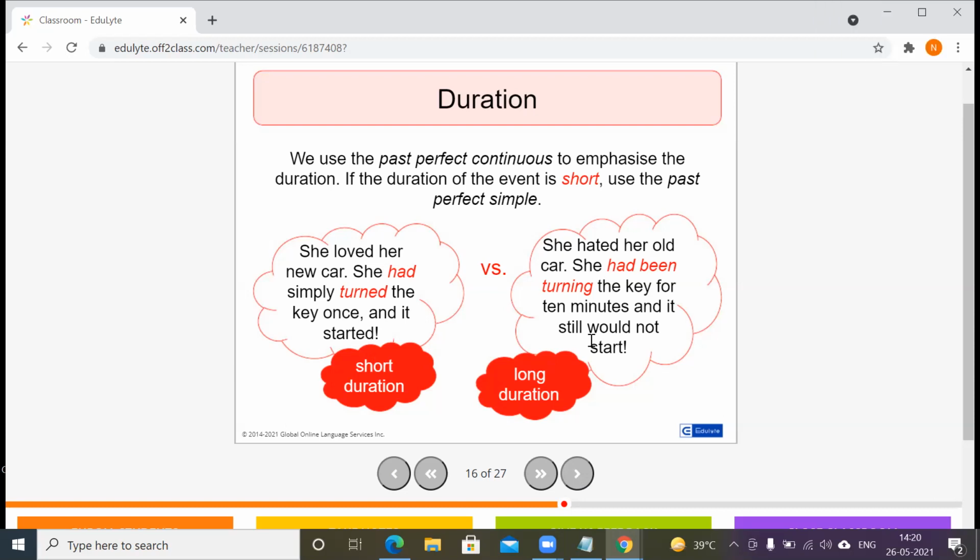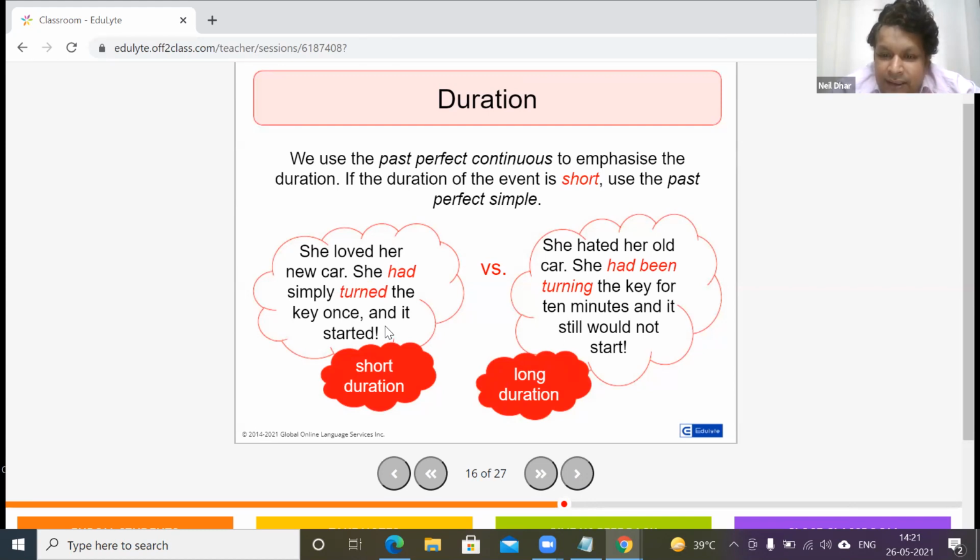Not exactly. Okay, let's read it again. She loved her new car. She had simply turned the key once and it started, which means both happened in the past. She just turned the key and it started. Okay, it started instantly. A short time, correct? Okay, next one.